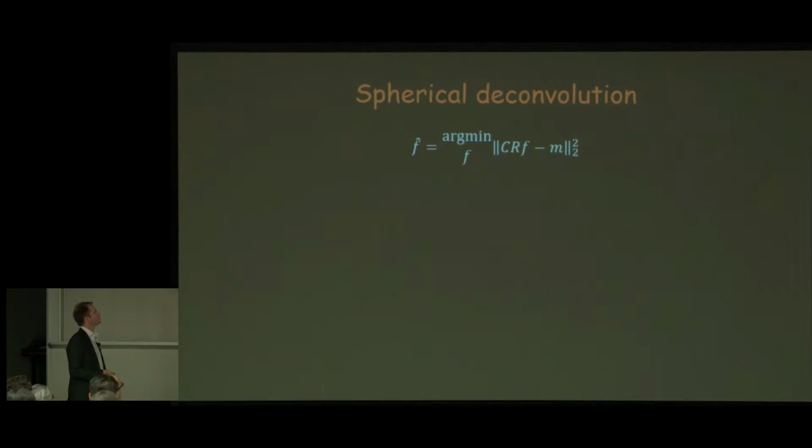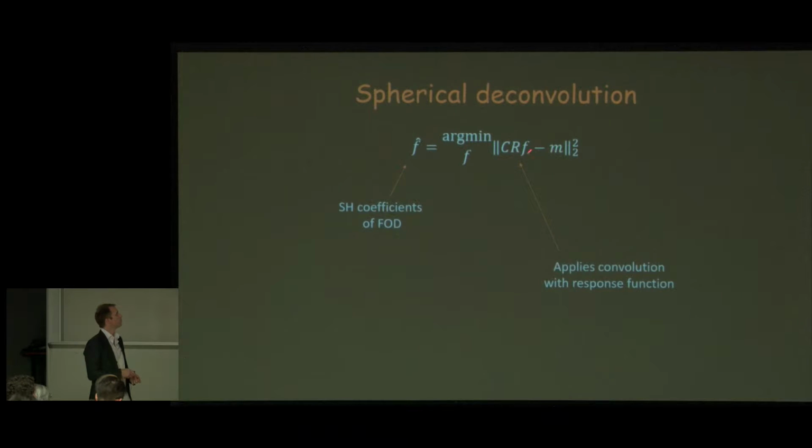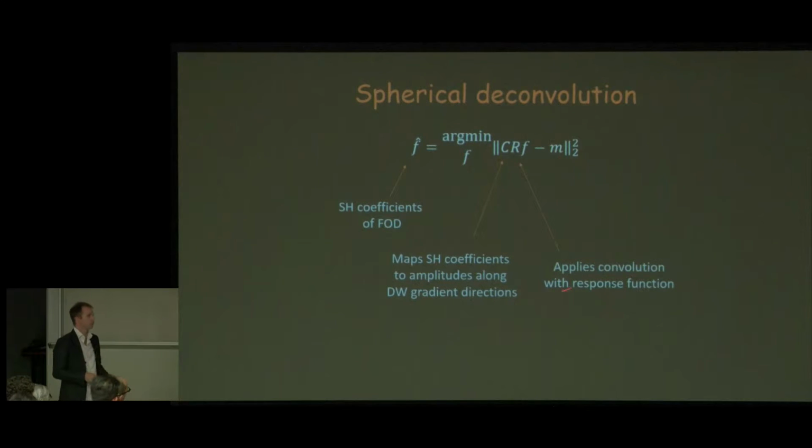So how do we do spherical deconvolution with that? Well, it's just a straight linear least squares fit. You're trying to minimize the mean square error between your measurements and the prediction. So that's the coefficients of the fiber orientation distribution. Then you convolve your current estimate with the response function. So that's just multiplying by a diagonal matrix, essentially, if you concatenate all the harmonic orders. Then you map these SH coefficients to amplitudes along your gradient directions. And then you take the difference between your predicted and actual measurements and minimize the error between that.